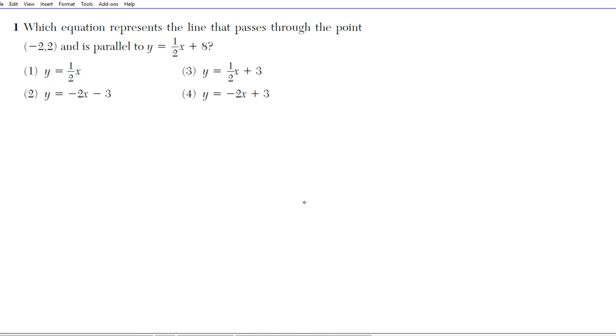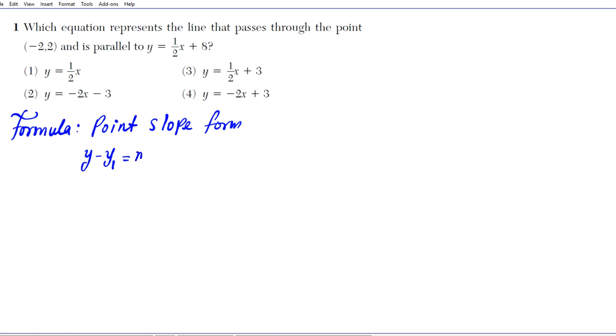Okay, so the formula that we're going to be using to generate the equation of the line, let's go ahead and write that down, is the point slope formula. The point slope form of the equation of a line is given by y minus y1 equals m times x minus x1.